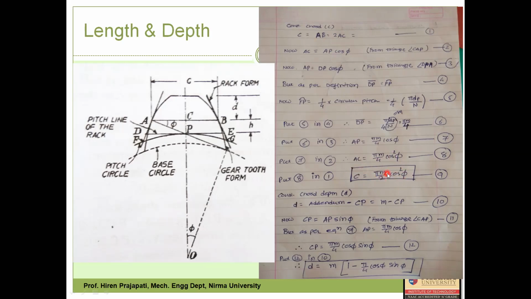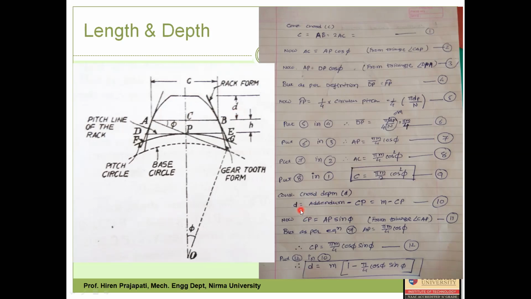Now in this equation we have only m, not capital N. So this equation is irrespective of the number of teeth. See, the constant chord is a function of only module. Now at how much depth this constant chord is present, that is d. So let us derive the equation for small d, the depth of constant chord.